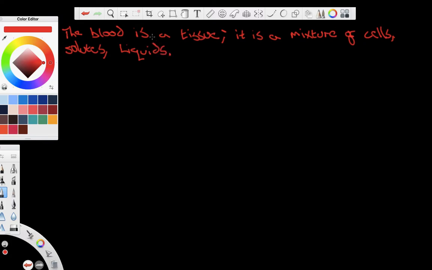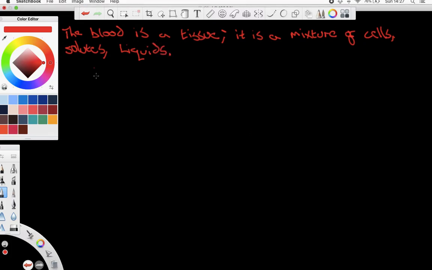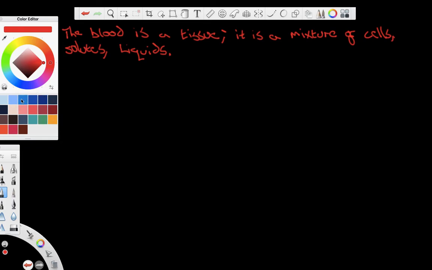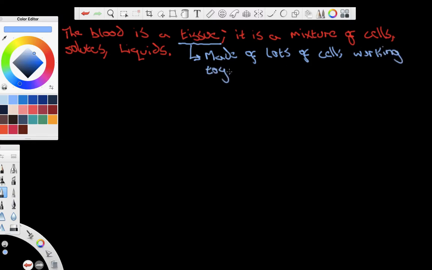Okay, so the blood is a tissue because it's made up of many types of cells working together to do a job, if you think back to when we did that in B3. So we can just underline tissue and put made of lots of cells working together to do a job.